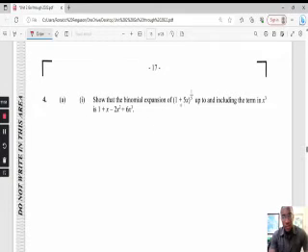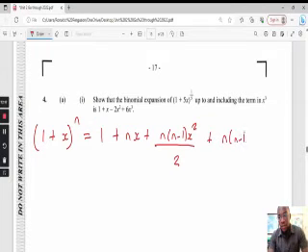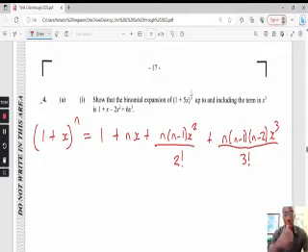The first thing is we have to remember the binomial expansion formula for 1 plus x to the n. 1 plus x to the n is 1 plus nx plus n times n minus 1 x squared over 2, plus n times n minus 1 times n minus 2 x cubed over 3 factorial. Remember, this is the formula we use.